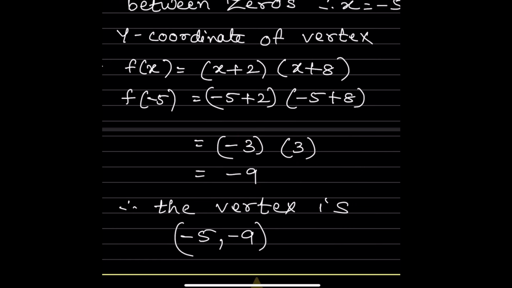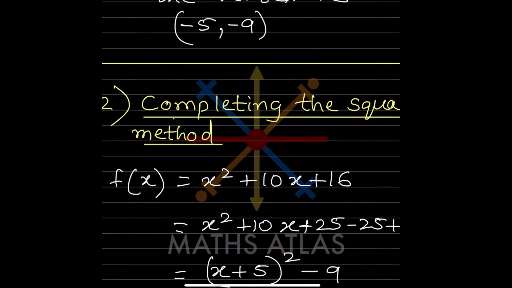So now what is this? When we write this, this is going to be y. Whenever it is f of x, this is the y value. So now you got the x value as minus 5, and whatever you got for f of x is the y value. So the vertex is, this is x and this is y: minus 5 and minus 9. That is what they have asked for.